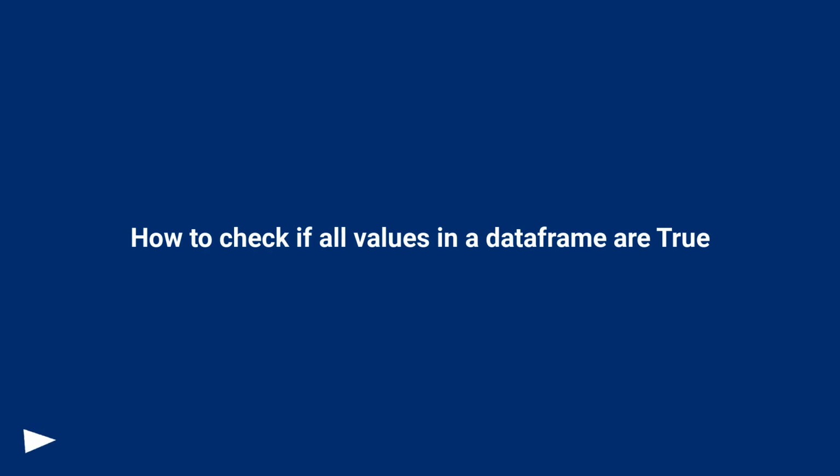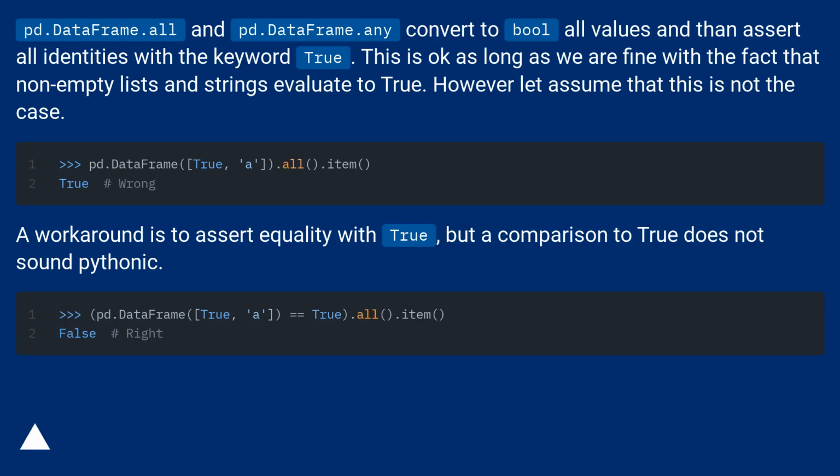How to check if all values in a data frame are true. pd.DataFrame.all and pd.DataFrame.any convert to bool all values and then assert all identities with the keyword true. This is okay as long as we are fine with the fact that non-empty lists and strings evaluate to true.